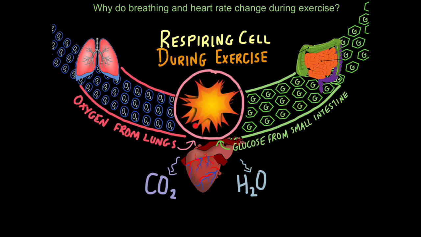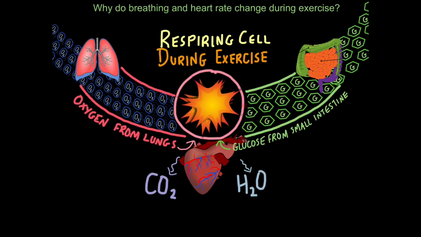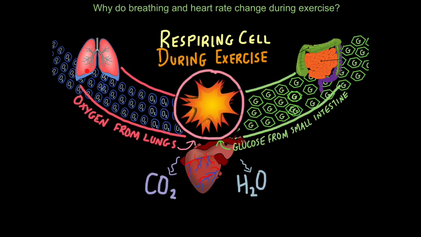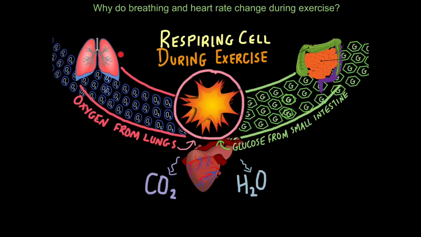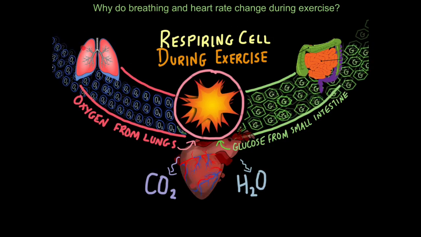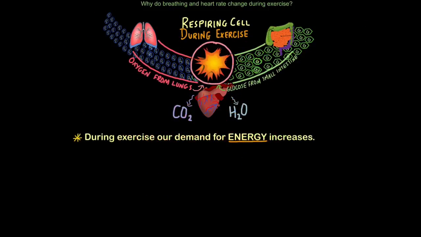Well, our energy demand will increase, obviously, because we need that energy to contract our muscles. This means oxygen and glucose will need to be delivered to our cells at a faster rate, so our heart starts to beat faster and our lungs breathe faster. So how do we put this in words? Well, firstly, during exercise, our demand for energy increases. As a result, our rate of respiration increases because respiration is the process that provides that energy.